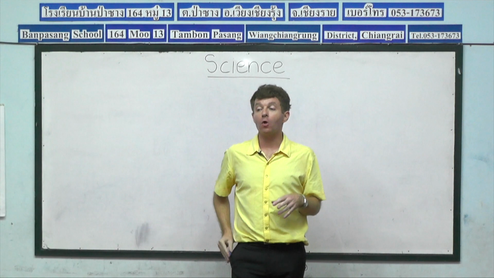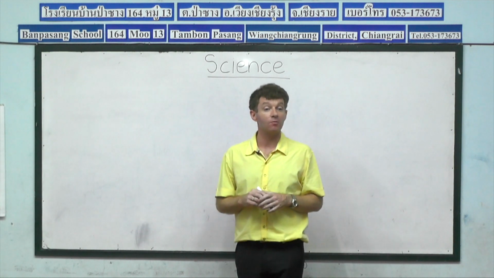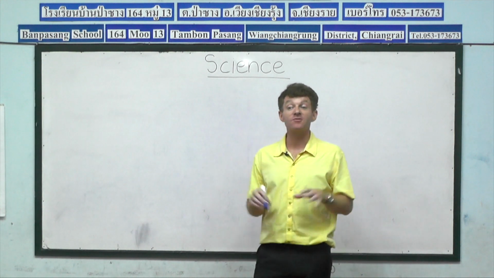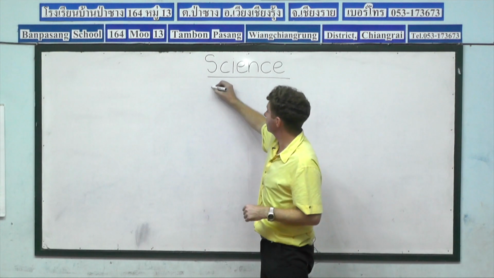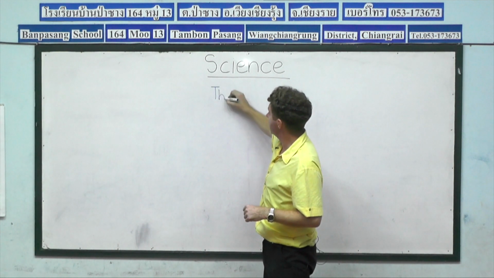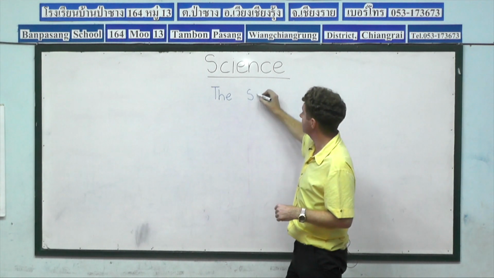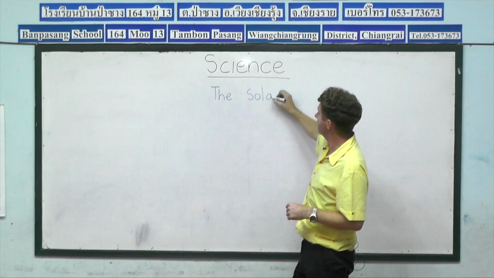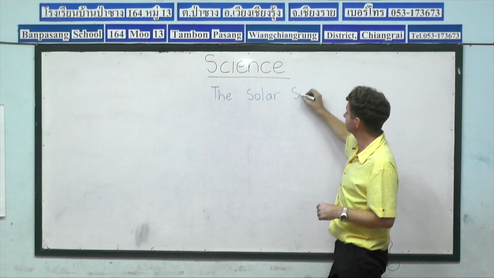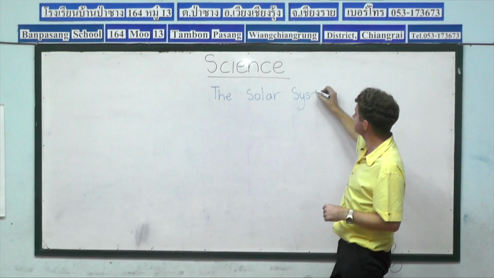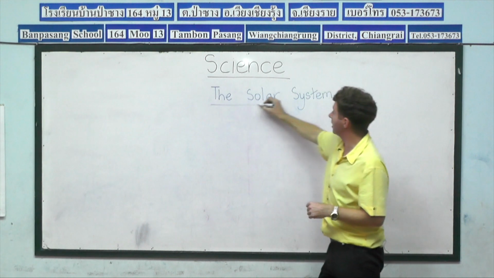What do we call all of our planets together, guys? Does anybody have any idea from the video song? It's called solar system. So let's write together. T-H-E. Solar, S-O-L-A-R. System, S-Y-S-T-E-M. The solar system.